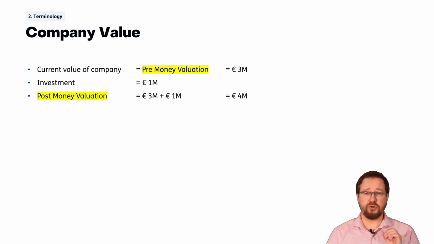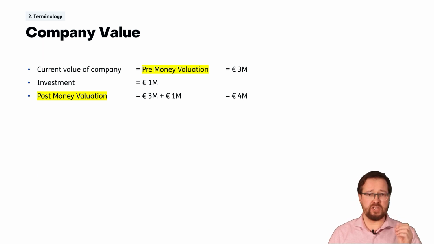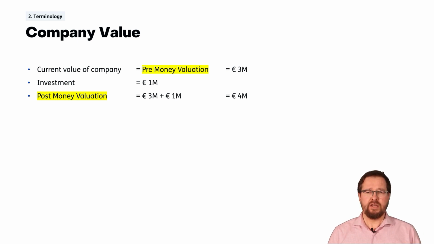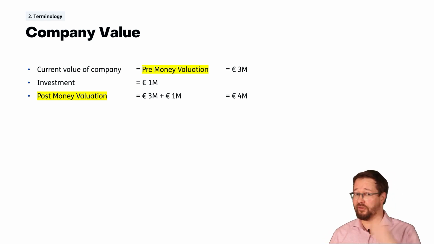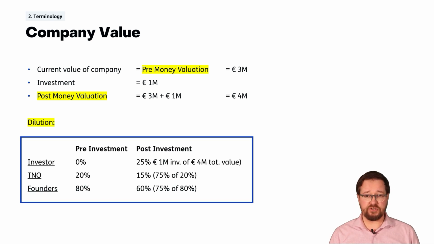Pre-money valuation refers to the company value before investment, while post-money valuation is the pre-money valuation plus the investment amount. For example, if a company has a pre-money valuation of 3 million, it raises 1 million, its post-money valuation is 4 million. This is relevant because these values determine the share percentage of the shareholders.